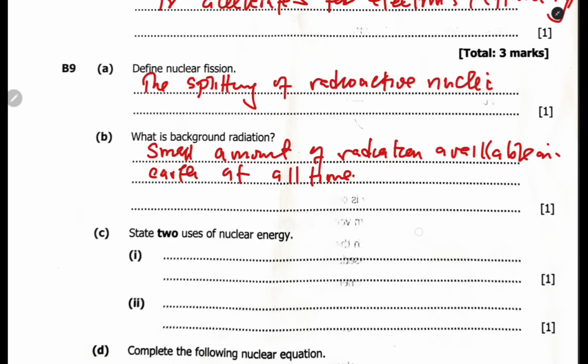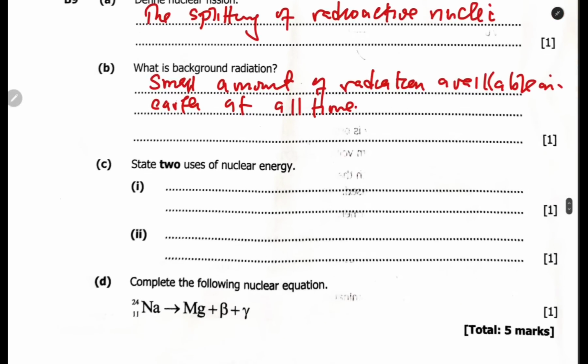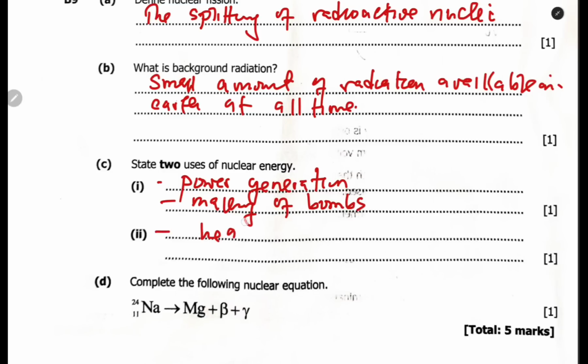Then state two uses of nuclear energy. What are the uses of nuclear energy? So one, power generation. Nuclear energy can be used in a nuclear power plant to generate electricity. Also making of bombs, nuclear weapons. Then also you can put for heating. So these are some of the uses.